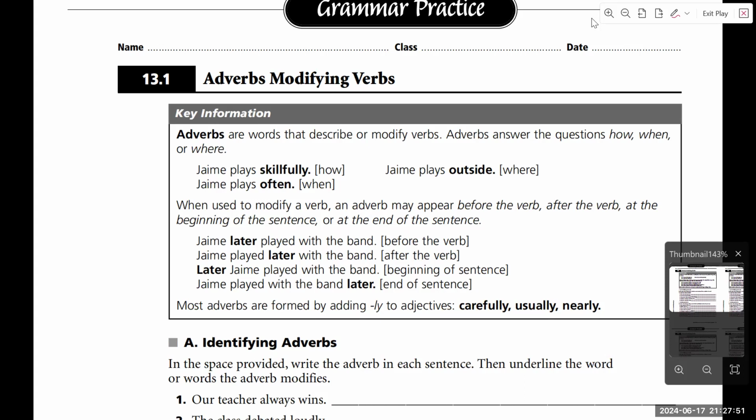An adjective is also a word to describe. Yeah, it's also to describe, but what's the difference? They have similarities. They are both describing or modifying a word. An adverb modifies and describes a verb. So how about an adjective?